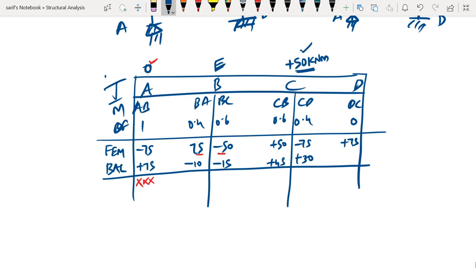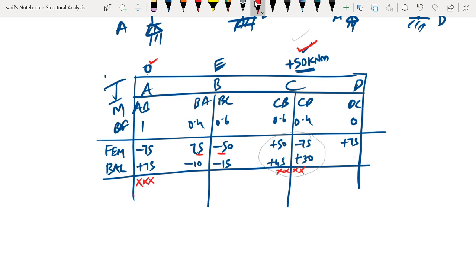If you now calculate the net moment here, you will see that it is plus 50, which satisfies this condition. Once this condition is satisfied, we will no more be dealing with joint C. Joint C is already done, we will not touch it again. There should not be any carryover to joint C, because joint C has already completed its distribution. And this is a fixed end, you don't have to balance the fixed end.